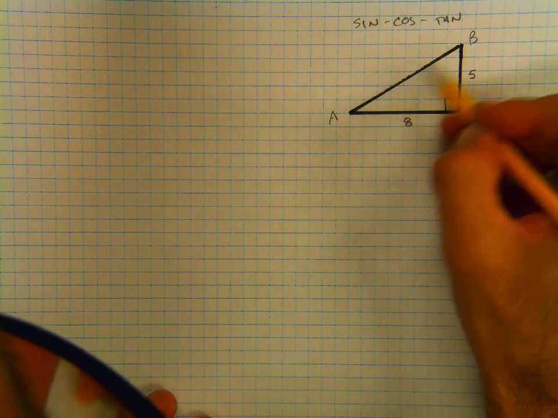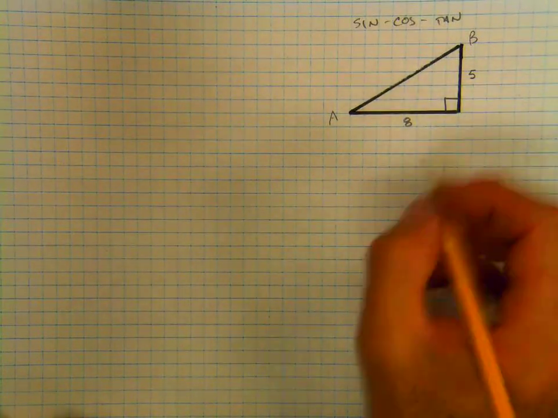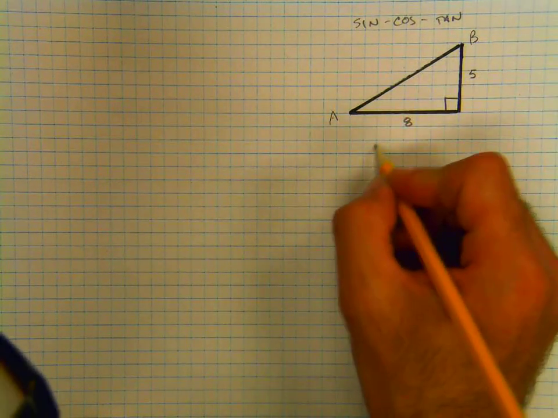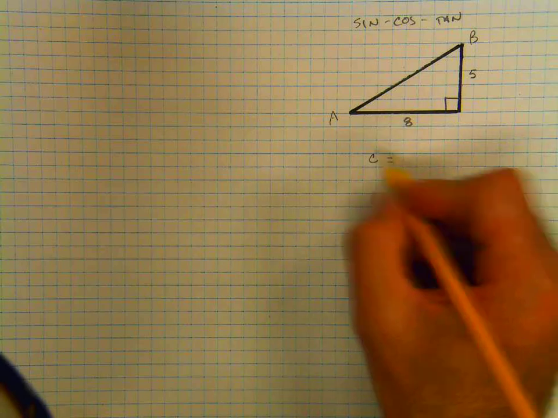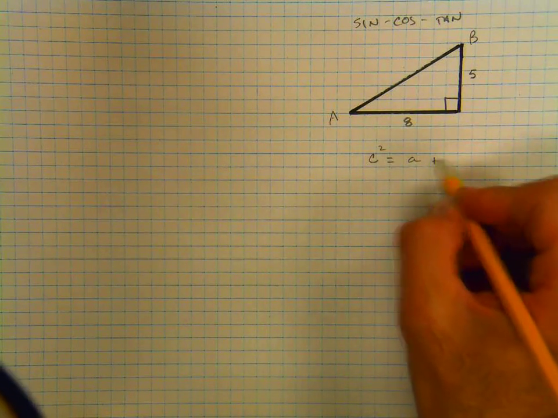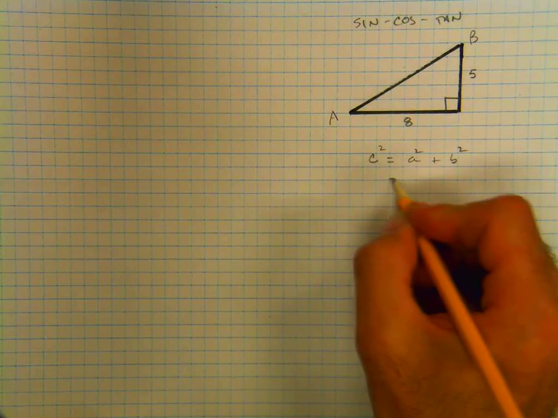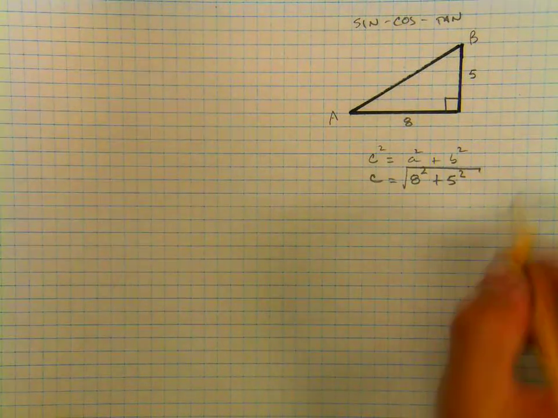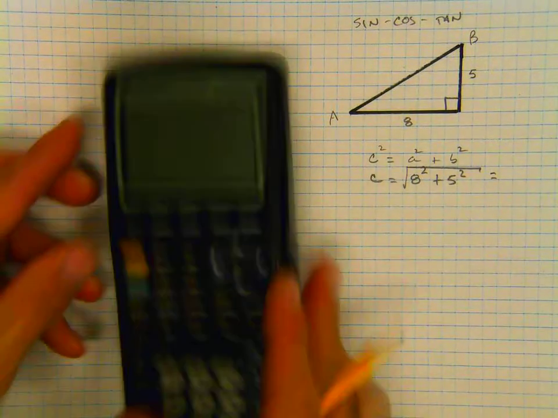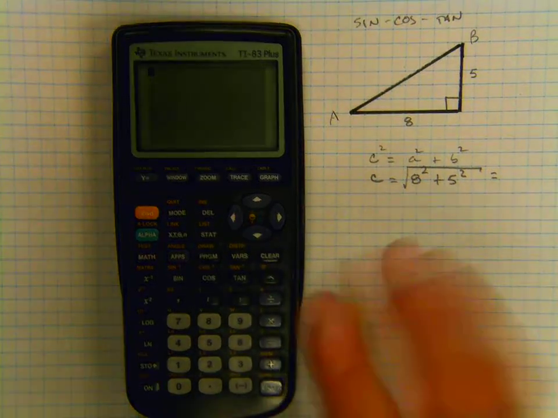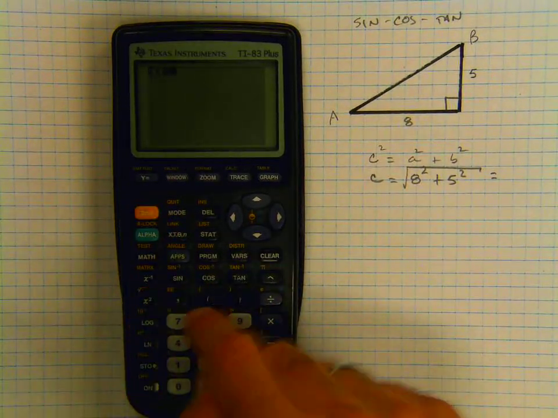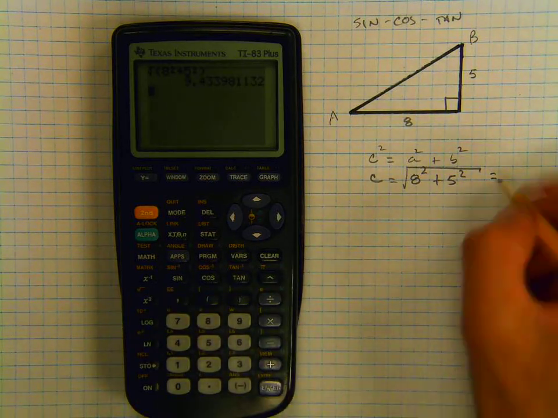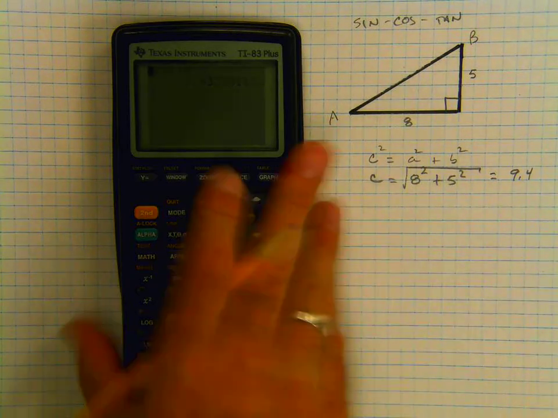Now this side we can't count so easily, so let's use the Pythagorean theorem to solve that. The hypotenuse C: C squared is going to be A squared plus B squared, so 8 squared plus 5 squared, and then we'll take the square root. That will give us the hypotenuse length. On the calculator, square root of 8 squared plus 5 squared equals, and we'll call it 9.4.